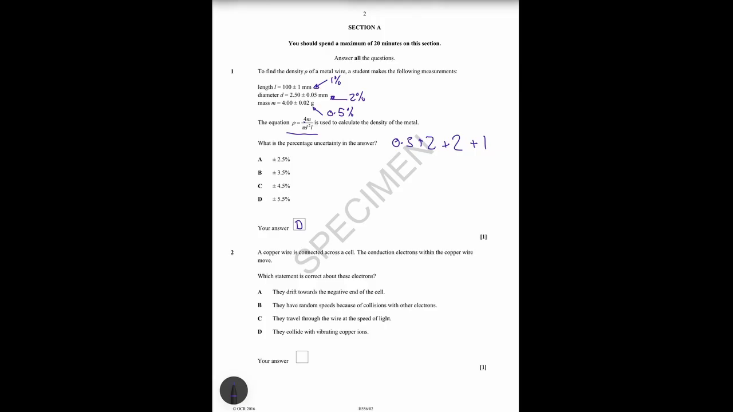They drift towards the negative end of the cell. Well, I know that they don't. They go towards the positive, because electrons are negative, so I can rule that one out. They've got random speeds because of collisions with other electrons. Now that seems reasonable. I might think that one's true, and if I didn't use this method, I would possibly tick that one and go, oh yeah, safe, the answer is B. But it says here collision with other electrons. They don't collide with other electrons, they collide with their ions, so that's not true.